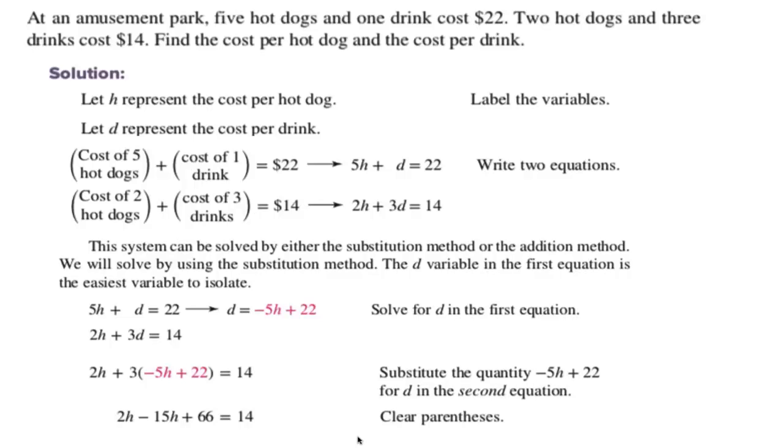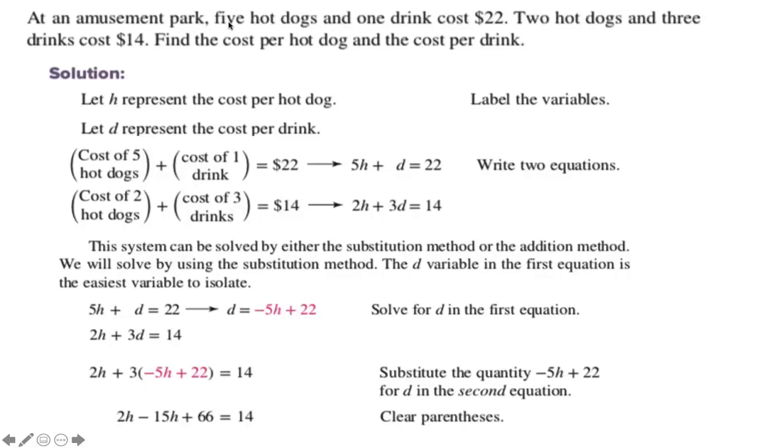Okay, let's end with an application of systems of equations. Suppose you're at the amusement park and you bought 5 hot dogs and 1 drink, and that cost $22. And later you come back and you bought 2 hot dogs and 3 drinks, and that cost $14. Can you use those two pieces of information to figure out the cost of a hot dog and the cost of a drink? So this is set up for a system of linear equations. We're going to let h be the cost of 1 hot dog and d be the cost of 1 drink.